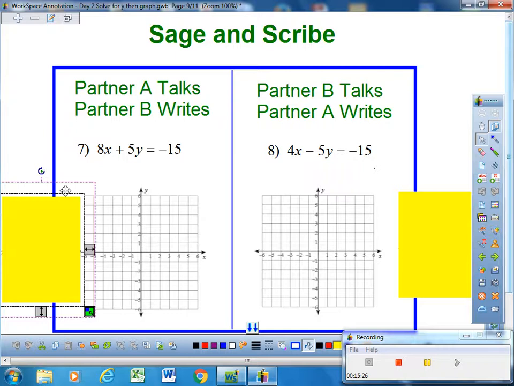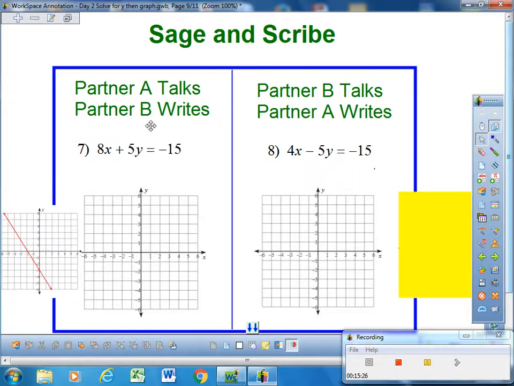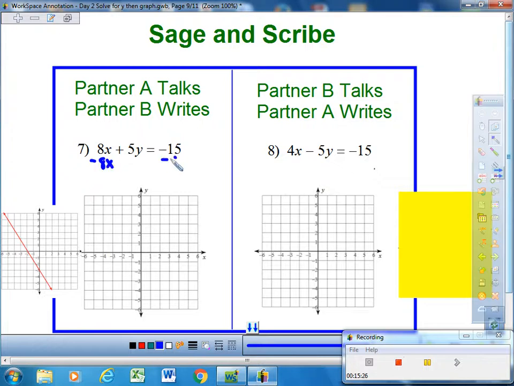All right, you should have finished the graphing by now. Does the first one look like that? If you move the 8x over, you should have 5y equals negative 8x minus 15, and then divide everything by 5. So you'll have y equals negative 8/5 x minus 3.